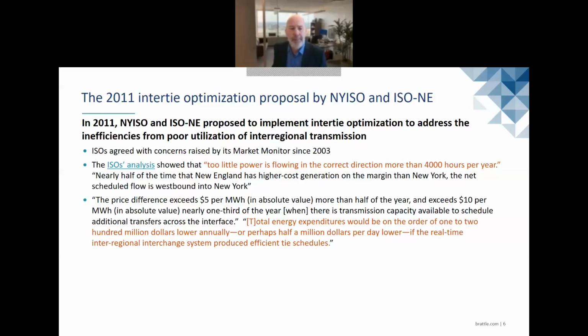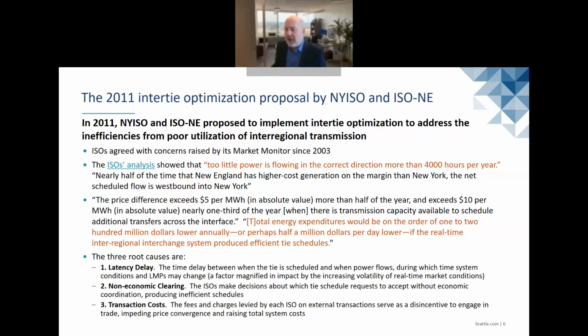They noticed that too little power is flowing in the correct direction during approximately 4,000 hours per year. And that's just not efficient. And those price differences are pretty large. And they estimated that if you could optimize the intertie between New York and New England, you could save $100 or $200 million annually if those interties could be optimized.